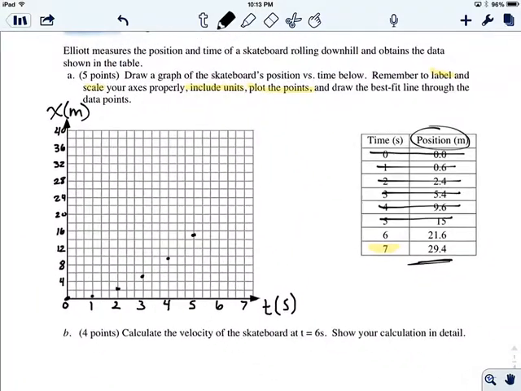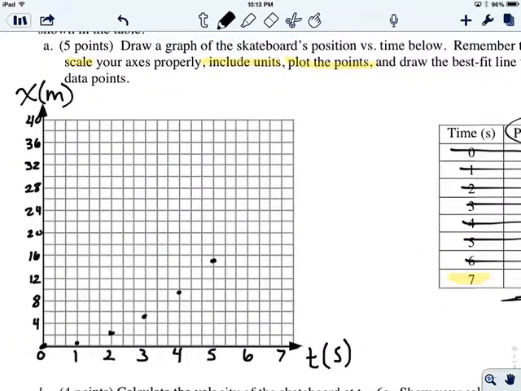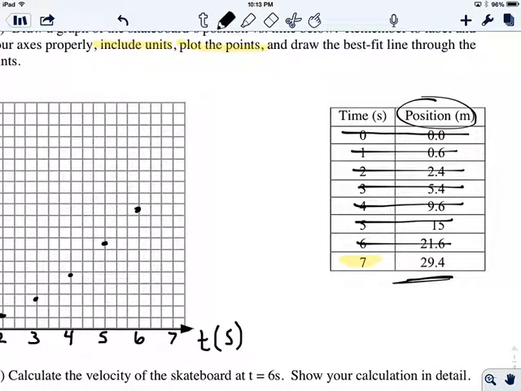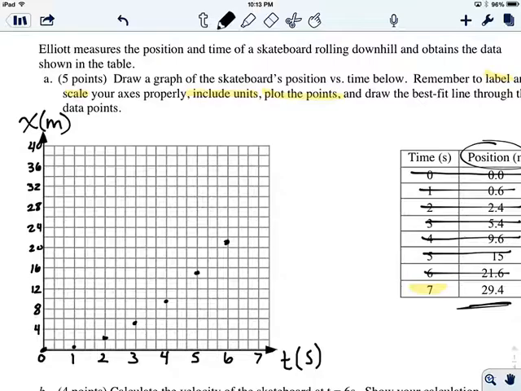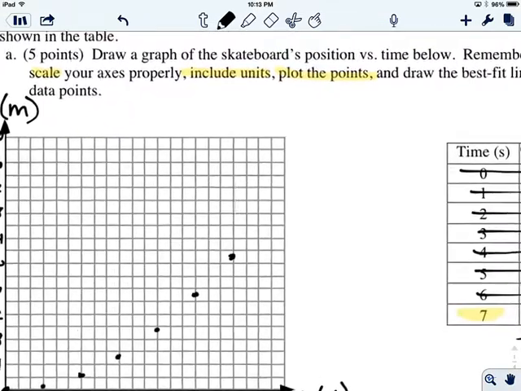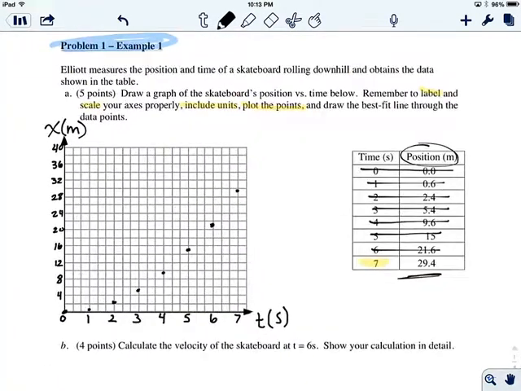5 and 15, nice. Now 6 and 21.6. So 6, I follow it up, 21.6. Oh, right about there. And then 7 and 29.4. So 7 and then just a smidge below 30. So right about there. All right, good. So I labeled, I scaled, I did units, I plotted the points.